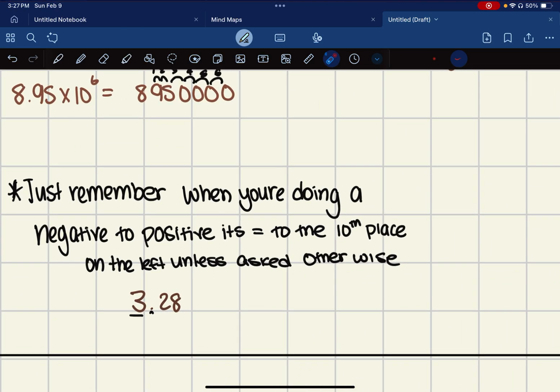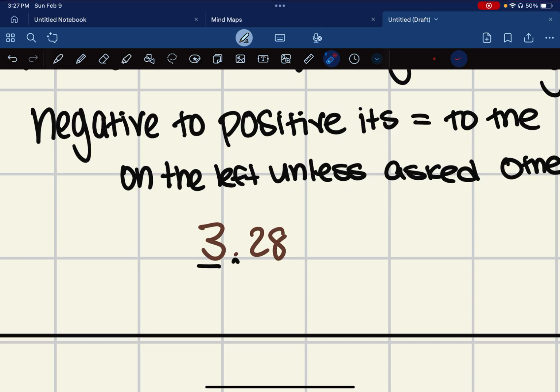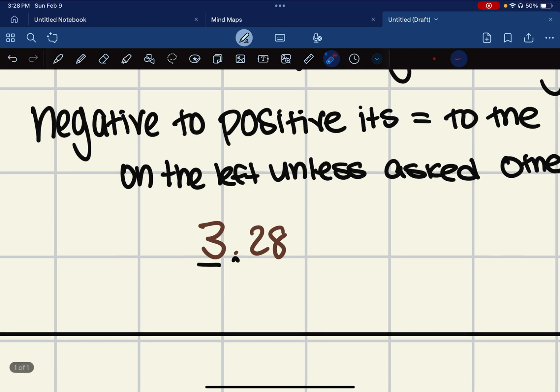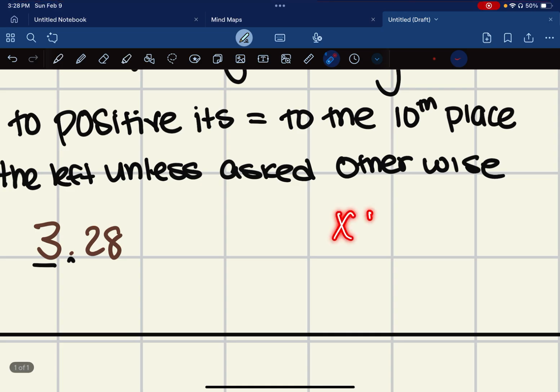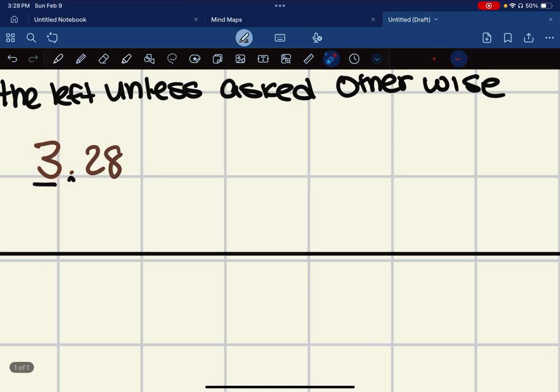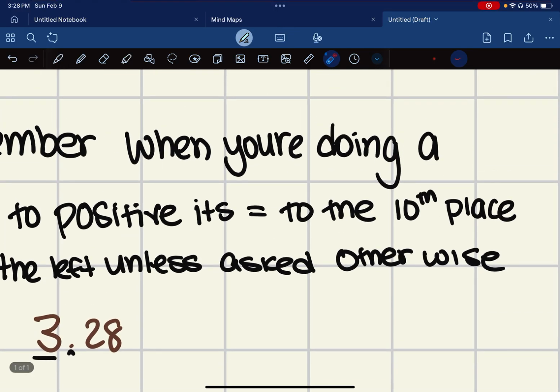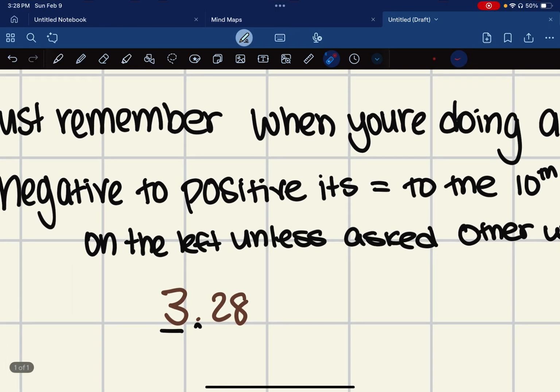And then always remember when you're going from negative to positive, it's to the 10th place on the left, unless asked otherwise. So right here, you see it's 3 in the 10th place, 0.28. But if you write it like 0.0328 times 10 to the positive second power, then it would be 3 in the 10th place. And this would still be in the decimals, unless you're specifically asked to write it out. But that's only when you're doing negative to positive.